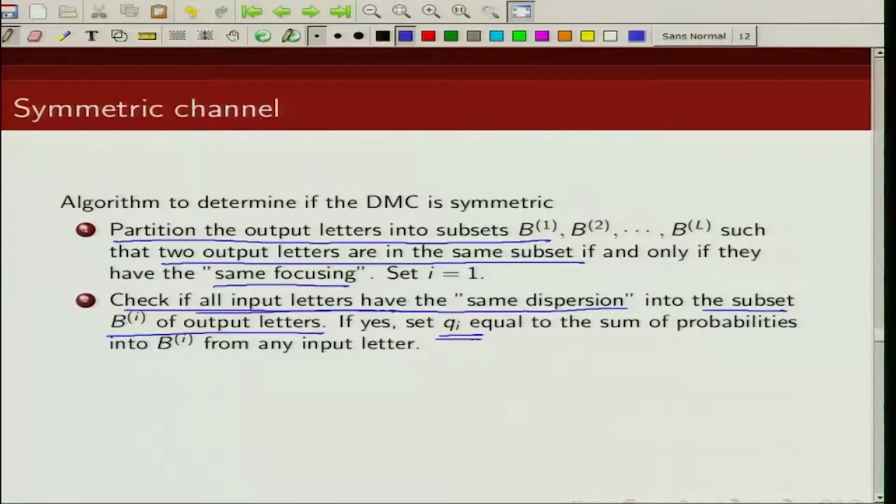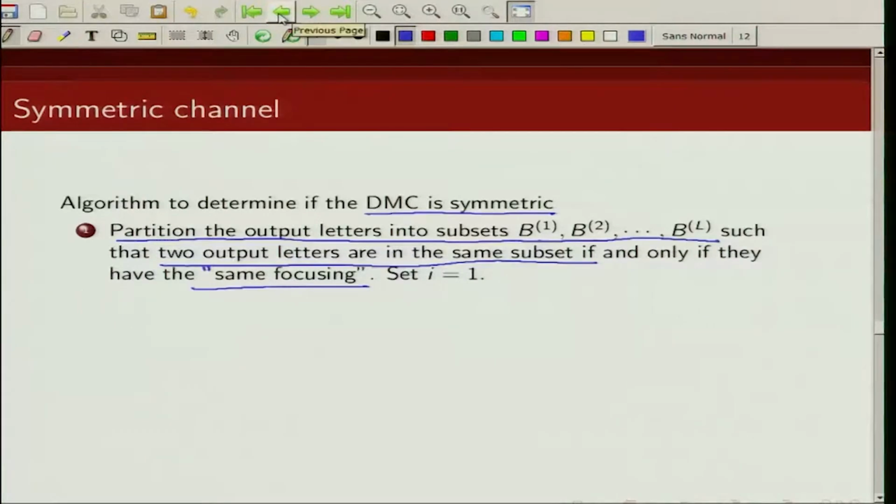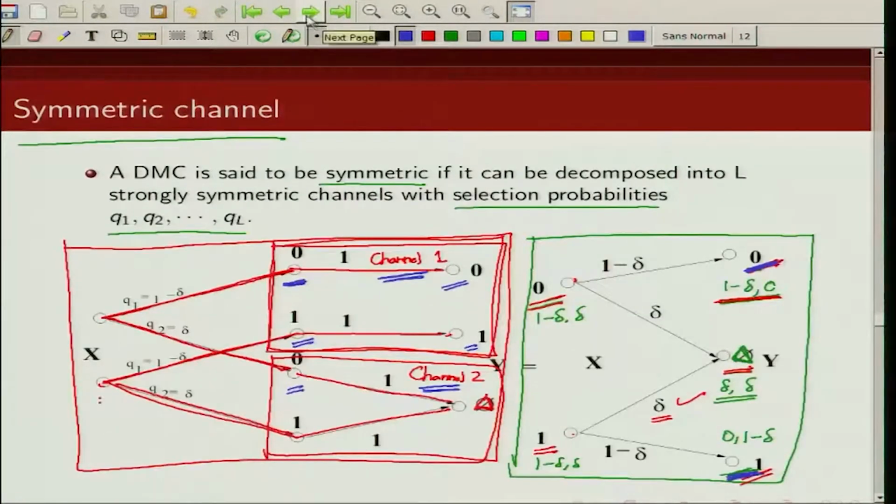And if that is the case, then we set Qi to be equal to the sum of these transition probabilities into that particular set. So for example, if you go back and see this example, we are reaching here with probability 1 minus delta, and so the dispersion is common. Whether we are going from 0 or 1, we are selecting this channel with probability 1 minus delta, whereas this particular channel we are selecting with probability delta.